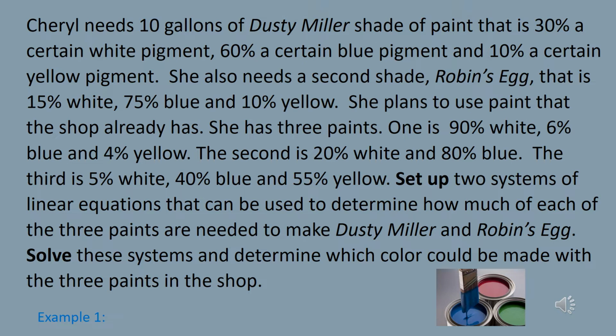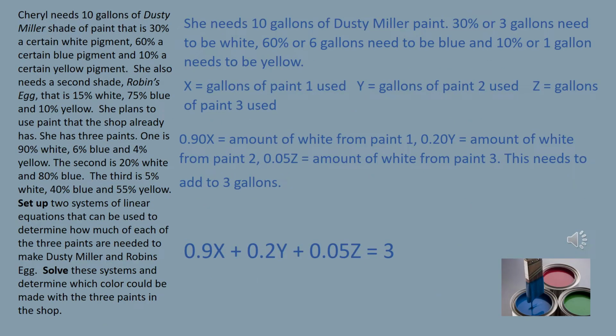To make 10 gallons of the Dusty Miller paint, 30% of the 10 gallons, or 3 gallons, needs to be white. 60% of the 10 gallons, or 6 gallons, needs to be blue. 10% of the 10 gallons, or 1 gallon, needs to be yellow. Let's identify our variables. Let X be the amount of the first type of paint that's going to be used in the blend, Y the amount of gallons of the second kind of paint, and Z the amount of gallons of the third kind of paint.